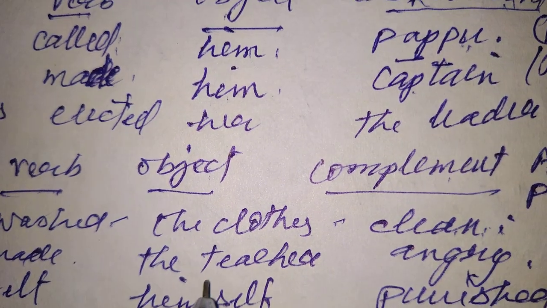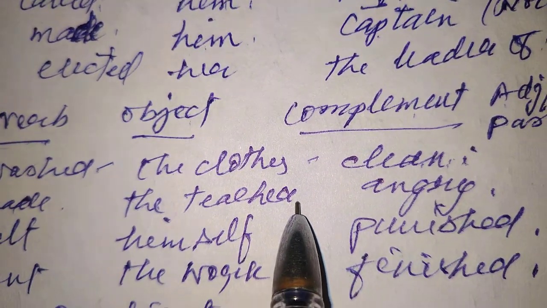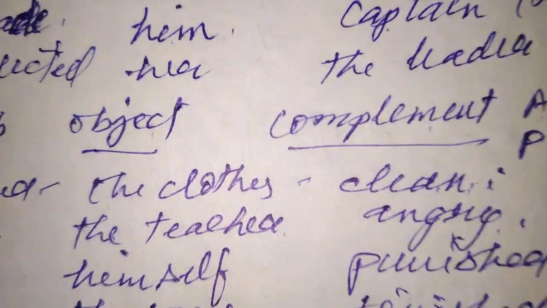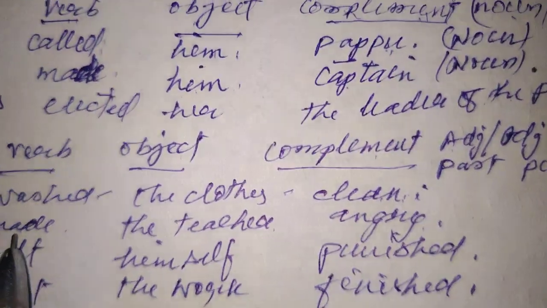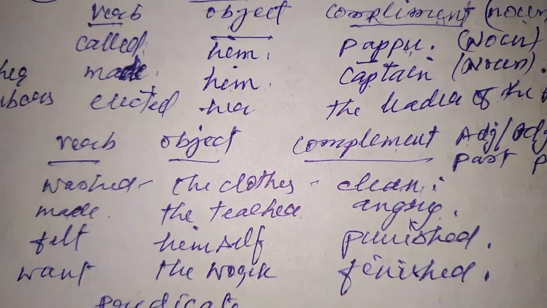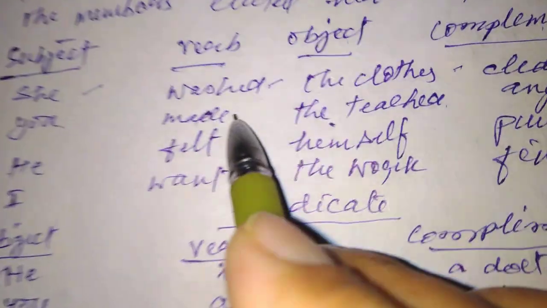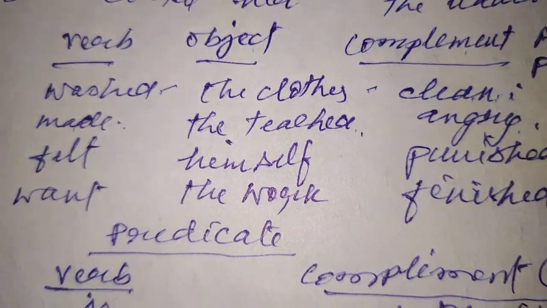You made the teacher angry. Angry means गुस्सा. You made the teacher angry. तुमने अध्यापक को गुस्सा दिला दिया. You is the subject, made is the verb, and the teacher is the object. Angry is an adjective word.